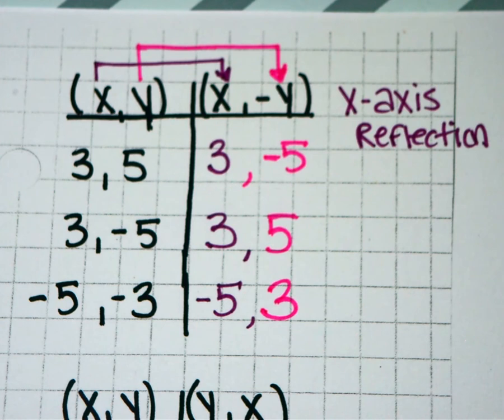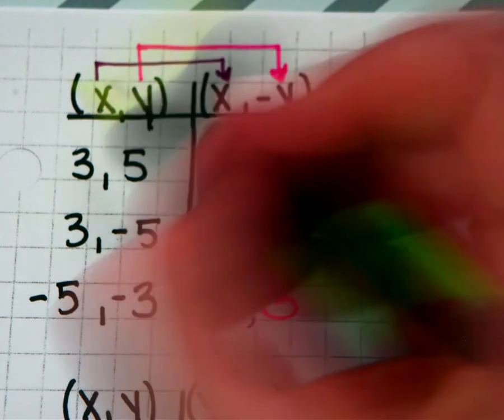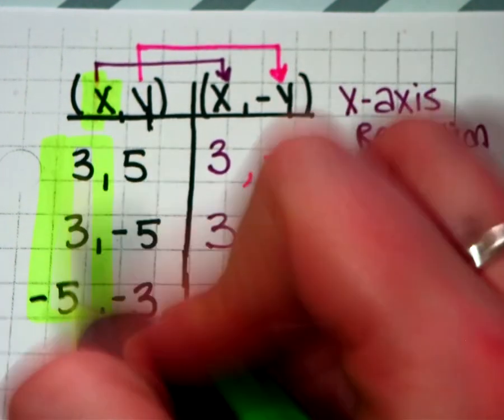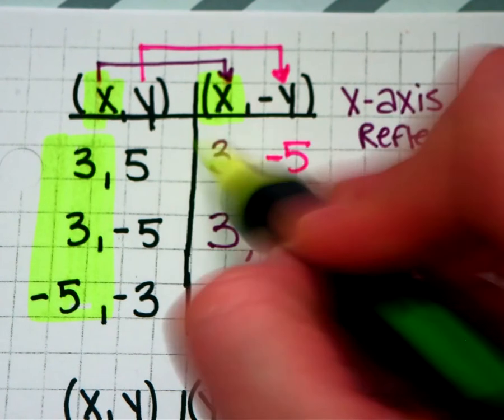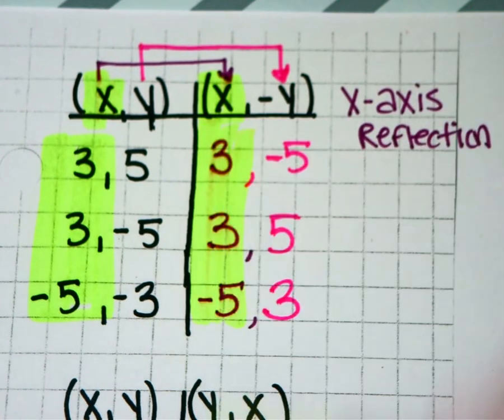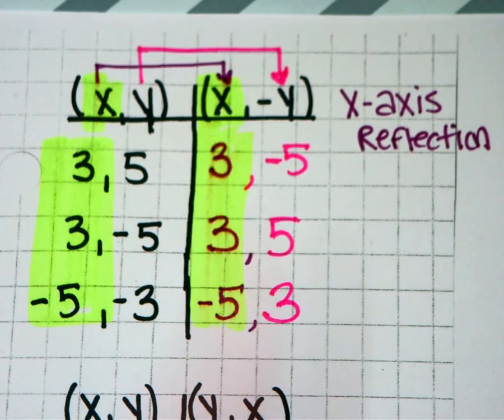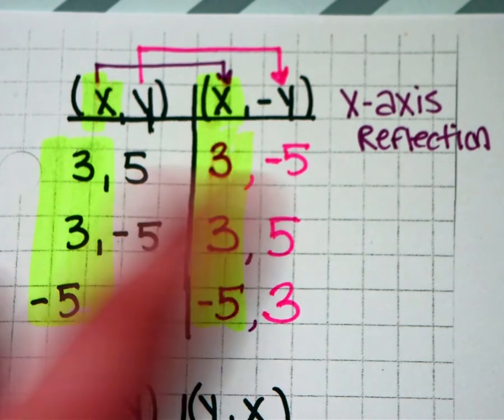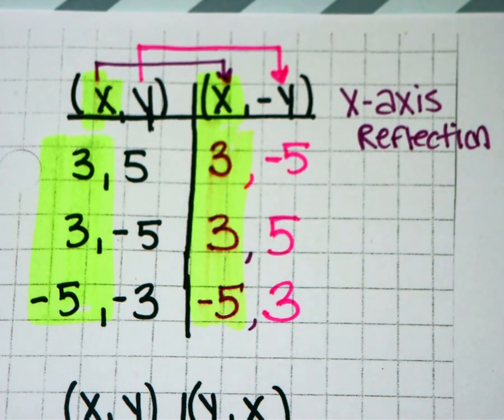Notice how these x values that are listed here, there is no change in them. So it's like we just copy and paste it. The only thing that happens here is the y's change sign. So instead of 5, we get a negative 5, and so on.